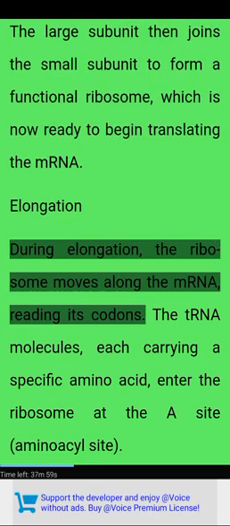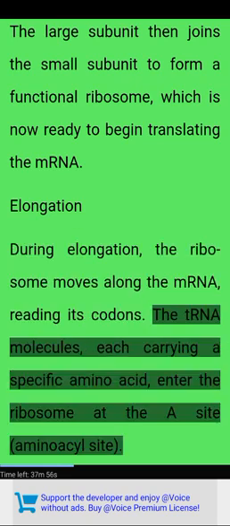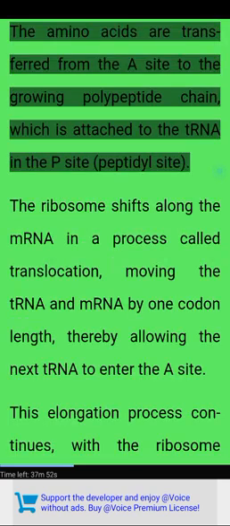Elongation. During elongation, the ribosome moves along the mRNA, reading its codons. The tRNA molecules, each carrying a specific amino acid, enter the ribosome at the A site, the aminoacyl site. The amino acids are transferred from the A site to the growing polypeptide chain, which is attached to the tRNA in the P site, the peptidyl site.